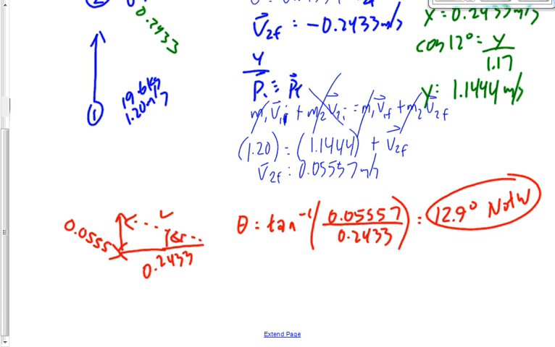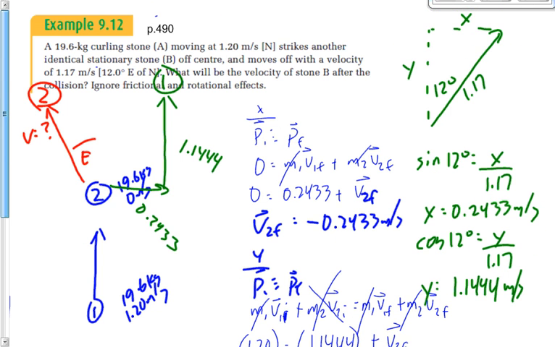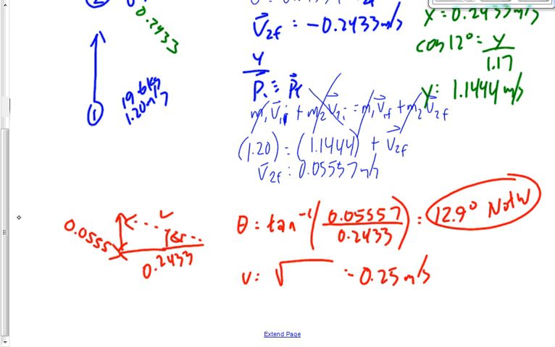This would be north of west. Had you drawn it the other way around like this, you would have gotten something like 78 degrees west of north, right? And that would be okay as well. How do you get the value of V? Right, this is the Pythagorean theorem, right? So a squared plus b squared equals c squared. Anybody have that value? 0.25. How many digits are we supposed to have for this one? 3? So is it 0.25? 0.250? Okay.